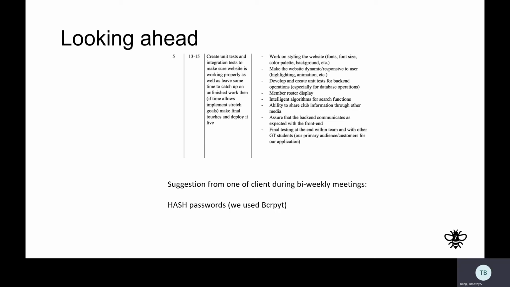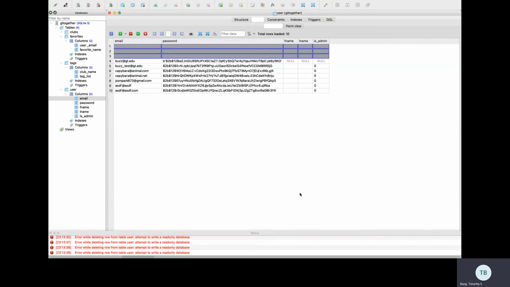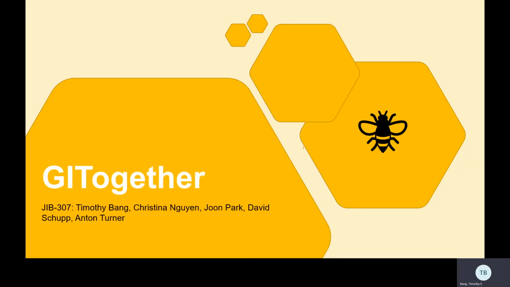One suggestion that we got from one of the clients during the biweekly meetings was to hash our passwords. Before, we were simply storing them as strings, but now we're using bcrypt and we're hashing them. As we can see here, our passwords are properly hashed. This concludes our Sprint 4 demo.